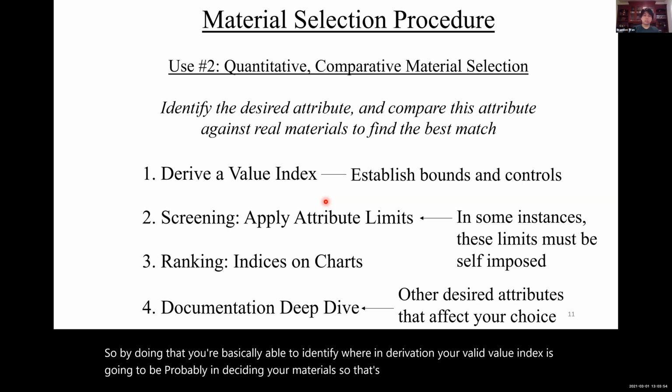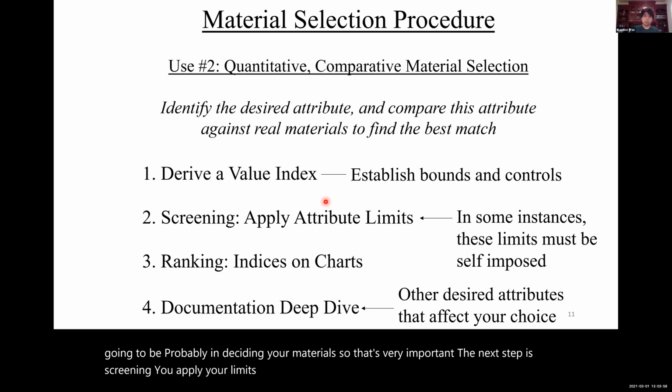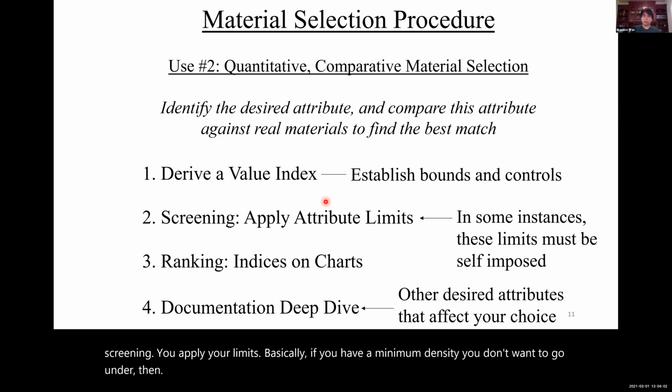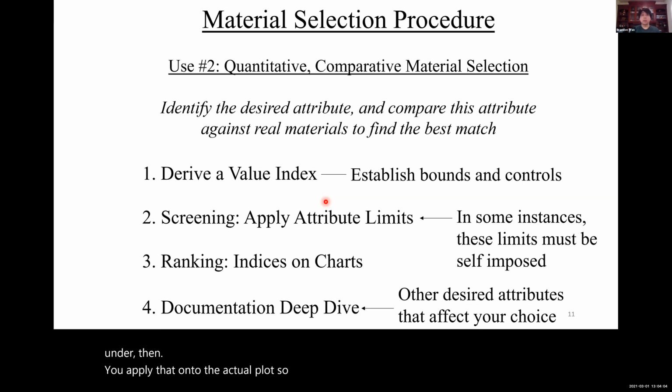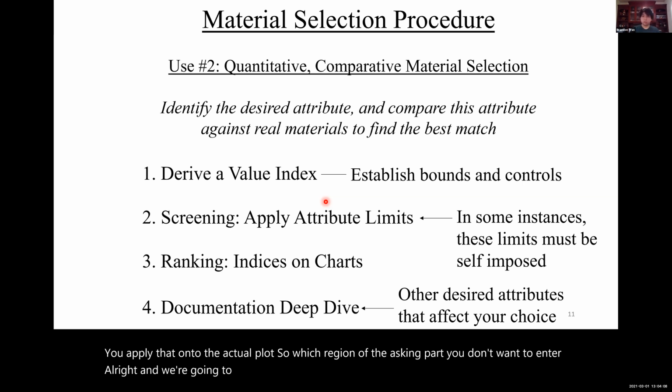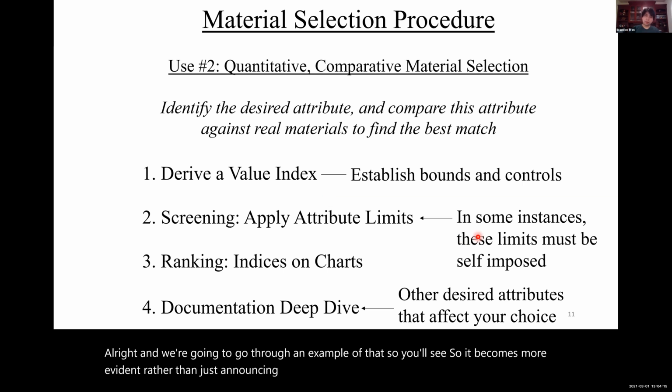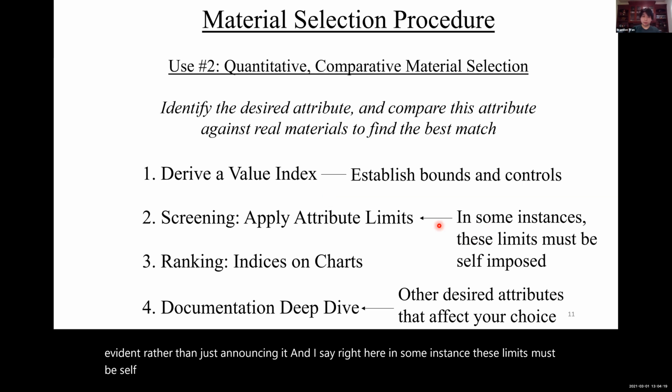The next step is screening. You apply your limits. Basically, if you have a minimum density you don't want to go under, then you apply that onto the Ashby plot so you know which region of the Ashby plot you don't want to enter, all right? And we're going to go through an example of that so it becomes more evident rather than just announcing it. And I say right here, in some instances, these limits must be self-imposed. I'll get to that in a bit, all right?